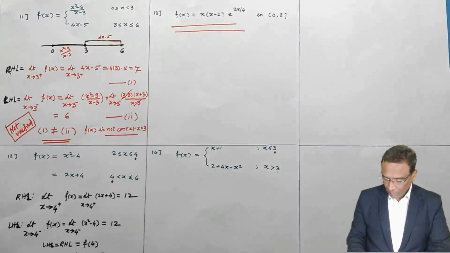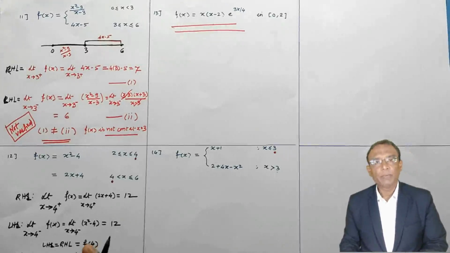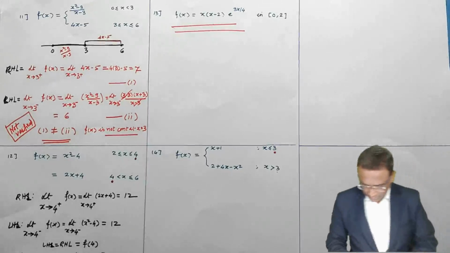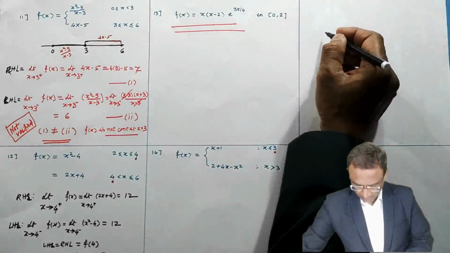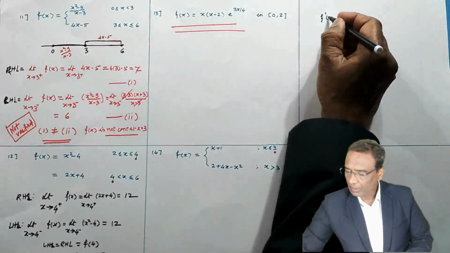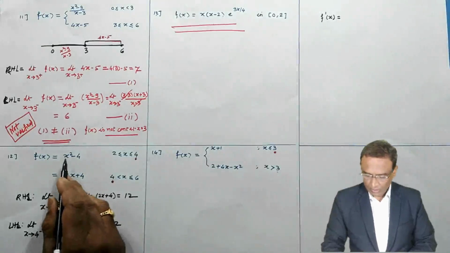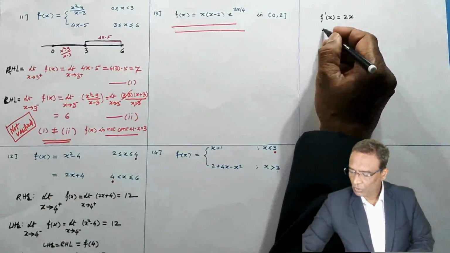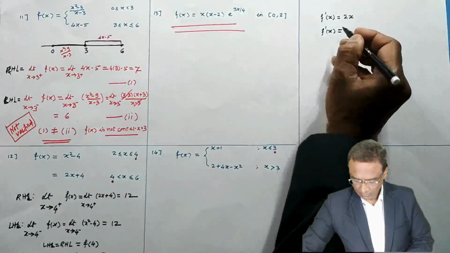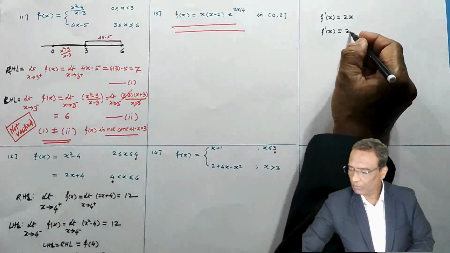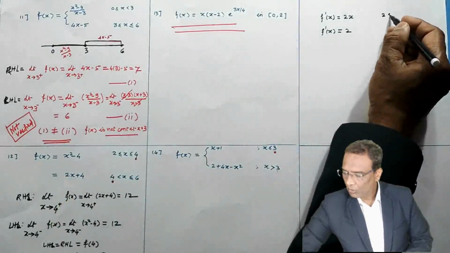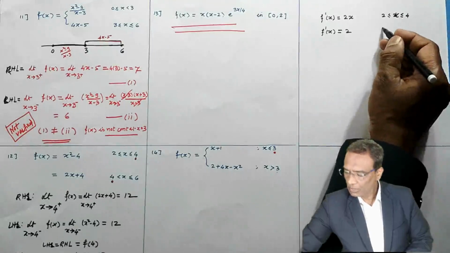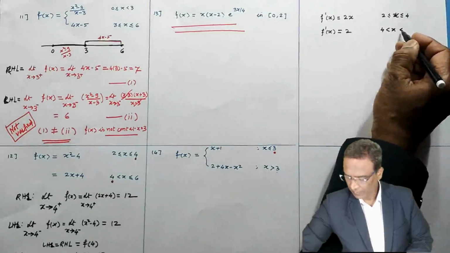Now the differentiability I am going to check. For differentiability, I am taking the derivative of this. The f dash x I am writing. Derivative of x square is 2x. Derivative of minus 4 is 0. F dash x for the next interval is 2, because the derivative of 2x is 2. This is for 2 to 4, and this is for 4 to 6.